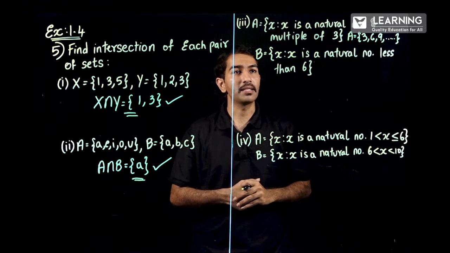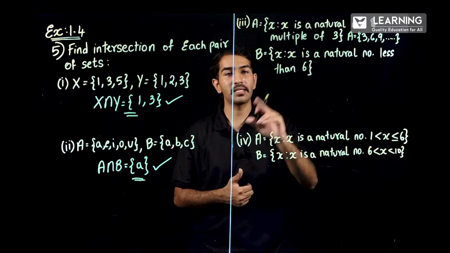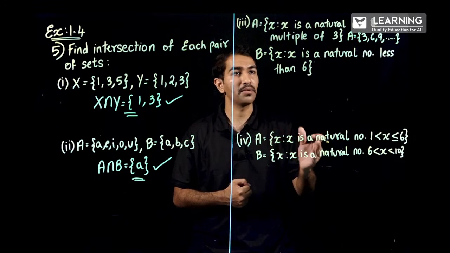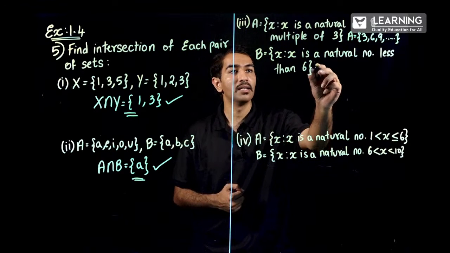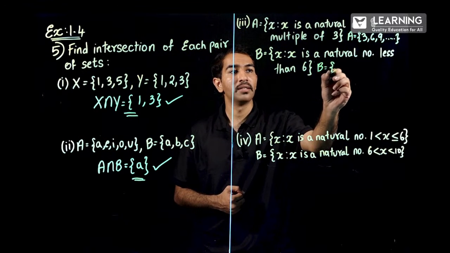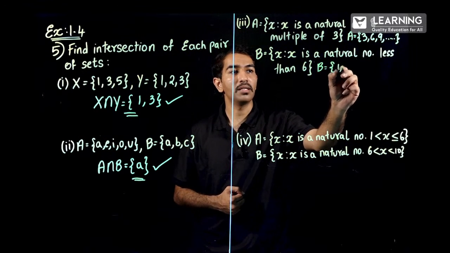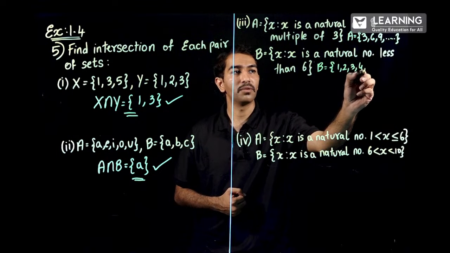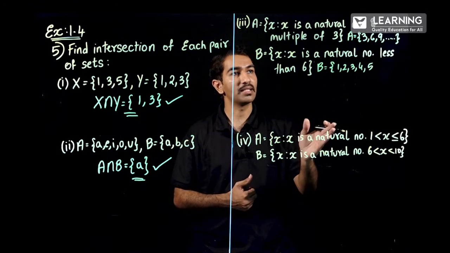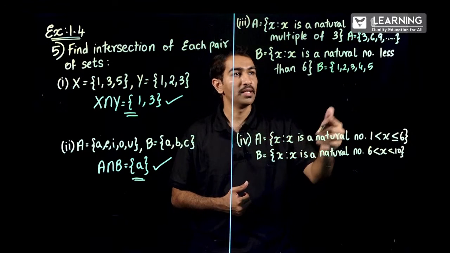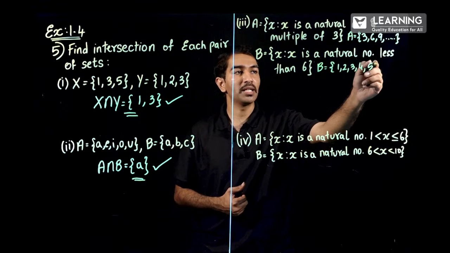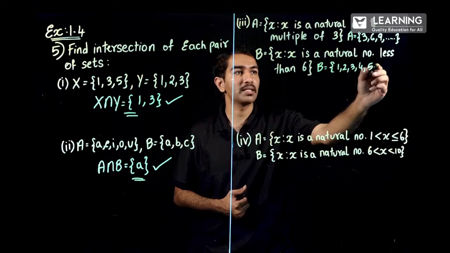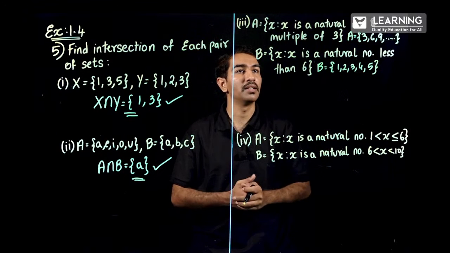B, x such that x is a natural number less than 6, natural numbers starting from 1, but less than 6. So, B can be written as 1, 2, 3, 4, 5, that is it. It is less than 6, not equal to. If equal to was given, then we should include 6. Now, here it is only less than 6, so it is only 1, 2, 3, 4, 5.